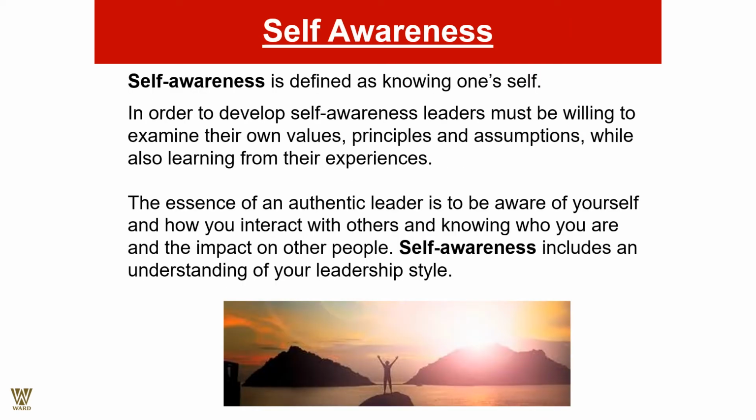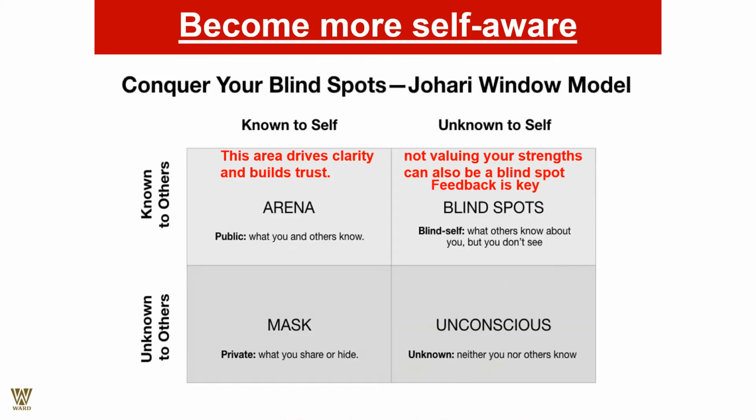Now we'll talk about the emotional intelligence quotient: self-awareness, self-management, social awareness, and relationship management. The first quadrant is knowing your own self. In order to develop self leadership, you must be able to examine your own principles, values, assumptions, and ethos. The essence of an authentic leader is to be aware of yourself, how you interact with others, knowing who you are and your impact on other people. Self-awareness includes an understanding of leadership style.